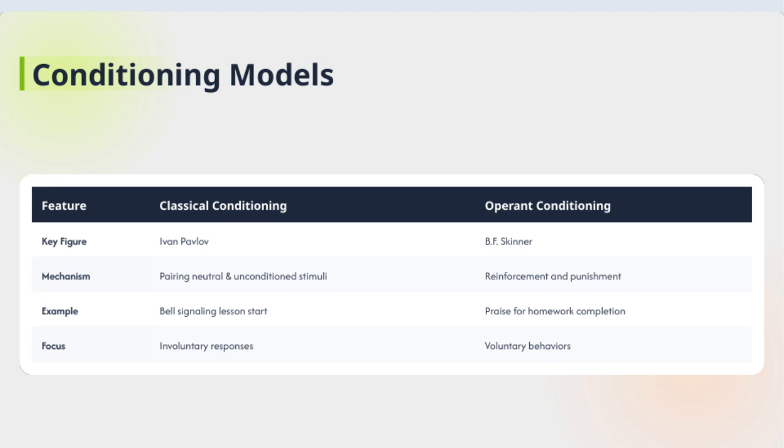When we look at conditioning models, we see how these mechanisms serve as frameworks for understanding learning. Classical conditioning explains how involuntary responses are learned, while operant conditioning explains how voluntary behaviors are shaped and maintained over time. These models are essential tools for educators and psychologists aiming to influence behavior effectively.